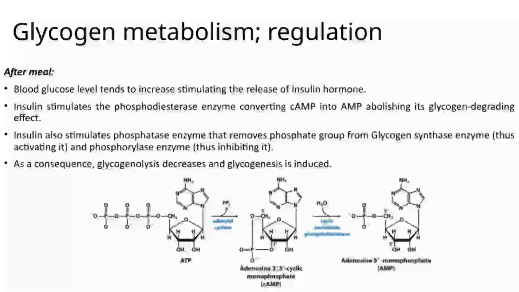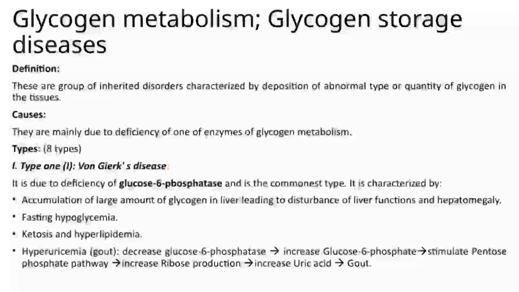Glycogen metabolism and glycogen storage diseases are important topics because they help us understand how our body stores and uses energy. These diseases are a group of inherited disorders, meaning they are passed down through families. They are characterized by the abnormal storage of glycogen in tissues, either in terms of type or amount. The main cause of these disorders is a deficiency in one of the enzymes involved in glycogen metabolism. When these enzymes are missing or not working properly, glycogen can accumulate abnormally in tissues like the liver or muscles, leading to various health issues.